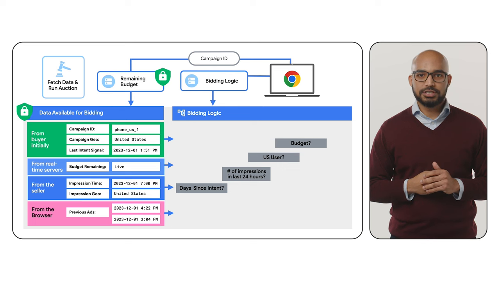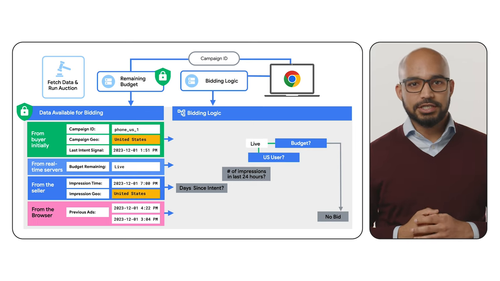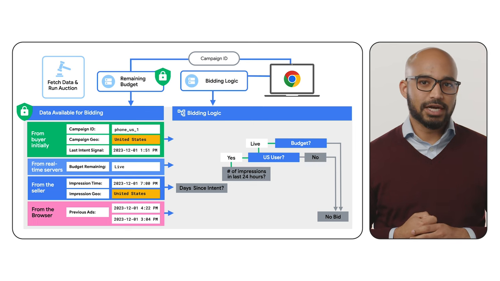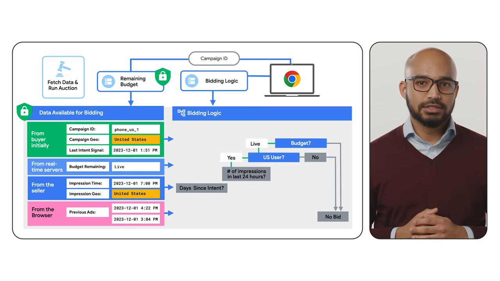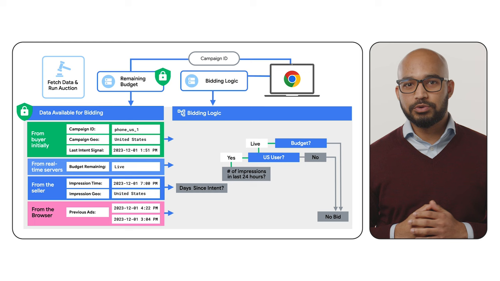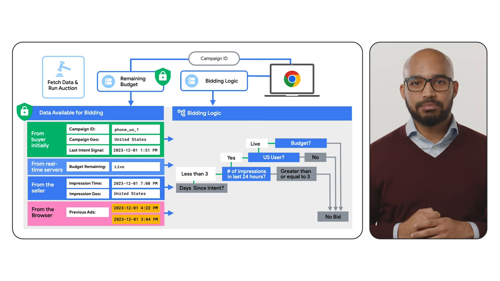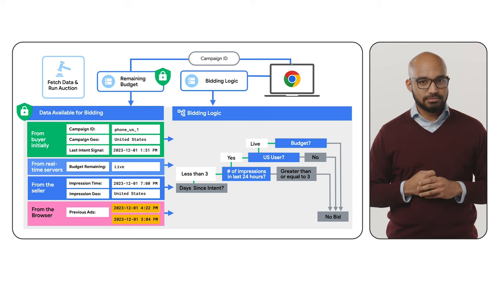So let's go through the logic step by step. First, it checks if the campaign is live. Yep, based on the data pulled in real time, this campaign is live. Good to go there. Then it checks if this is a United States user. Well, the seller included the geo for this auction as United States. That equals the target campaign geo brought in by the buyer. So yes, this is a US user. Then recall that there was a frequency cap to ensure no more than 3 impressions per 24 hours. Well, the browser data includes the prior times this browser saw this ad, which we see is currently 2 times. 2 is less than 3, so yep, we're good to go to continue bidding.